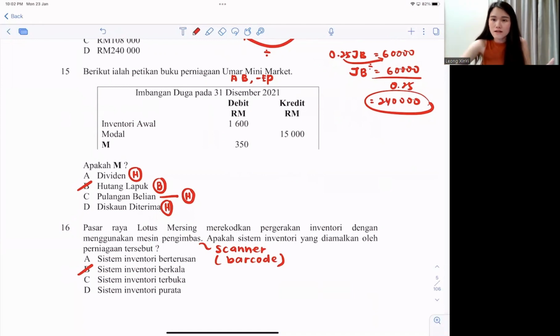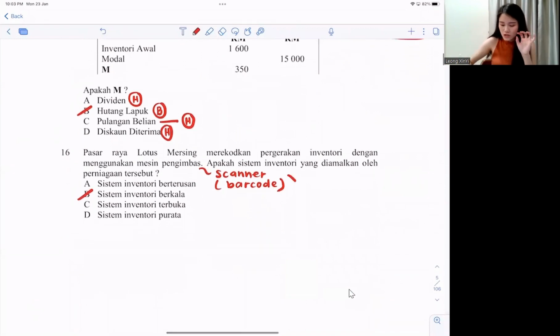Sorry, hold on. I checked a little bit. This one is actually the new one, it's not the same. So for machine pengimbas, I would say it's called system inventory berkala here because they don't give us the choice. But actually there's another system, computer. But yes, they are trying to relate it to that meaning.